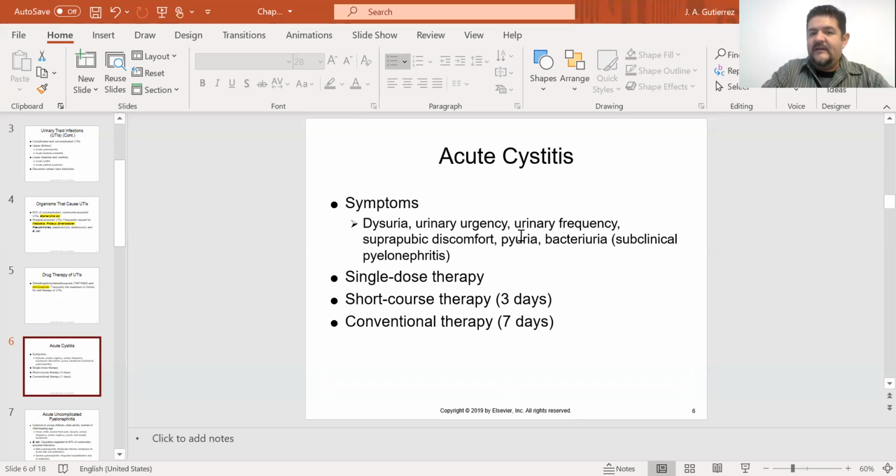Pyuria is pus in urine. Usually we see this under a microscope. When we can see it with the naked eye, then we're talking about something more complicated than just acute cystitis. Bacteriuria is bacteria in urine, and for this we do a urine test, and we also see it under the microscope. Regarding treatment, it can be a single dose, a short course of 3 days, or the conventional 7 days.